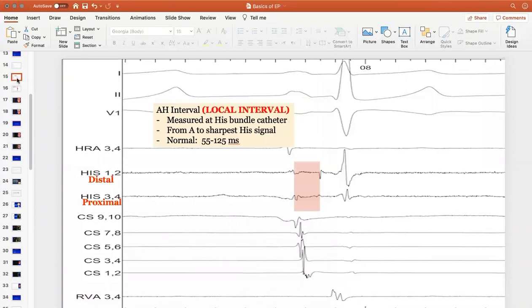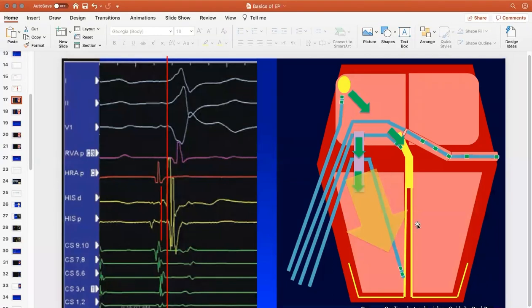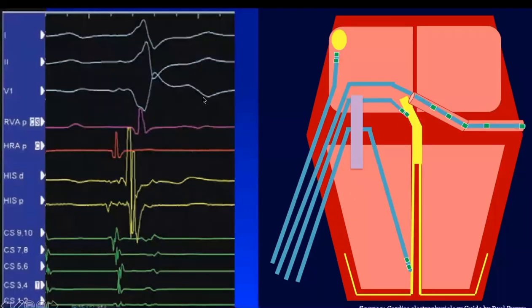Okay. So this is the example that we talked about before. This is how you measure your HV. This tells you the conduction within the AV node. And this is what happens when you have a pathway. So if you see on this surface ECG, you have a sinus beat. And then you have a wide QRS complex with a very short PR interval.